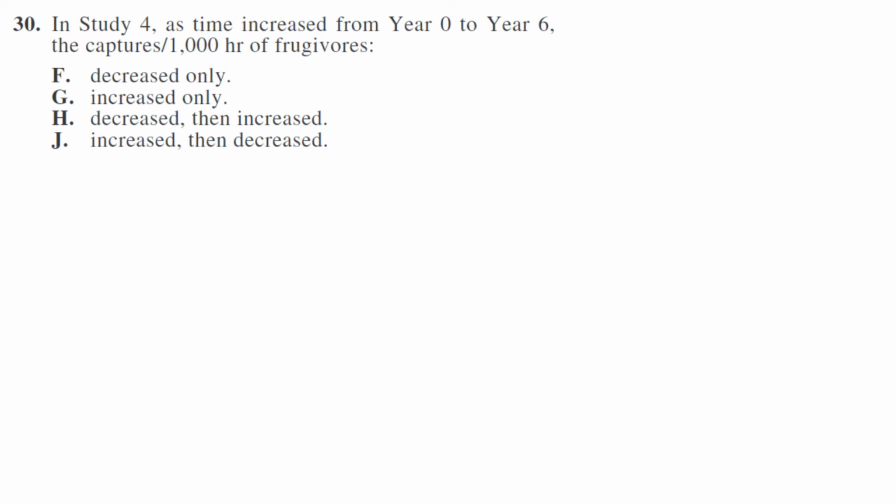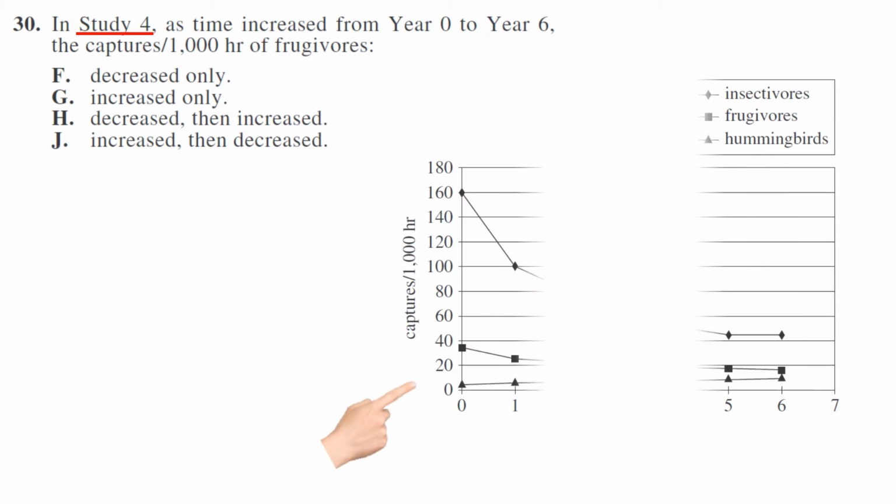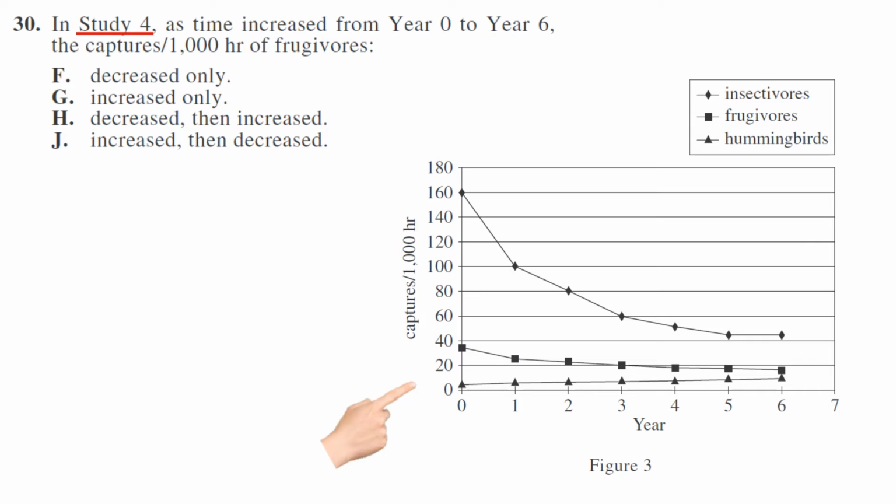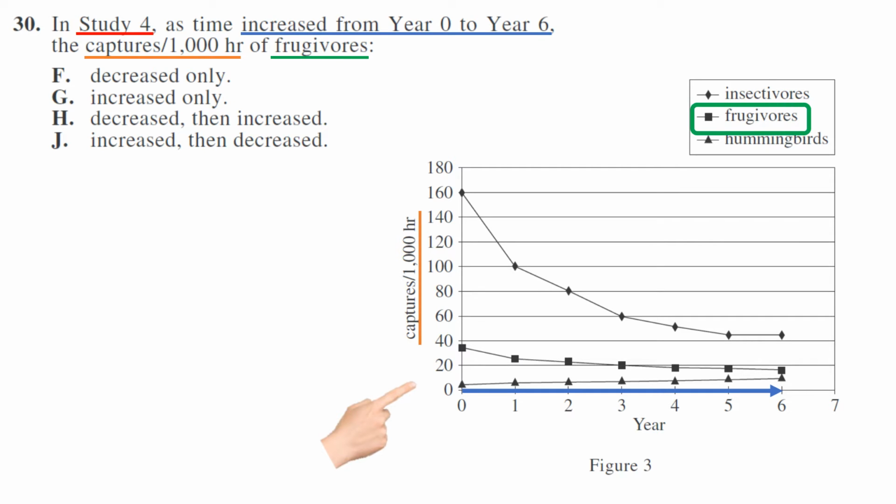We're going to break it down in study 4. Put your finger on study 4. As time increased from year 0 to 6, that's your x-axis, 0 to 6, the captures per 1,000 hours of frugivores, that's the squares, and what did they do? They decreased only, so F.